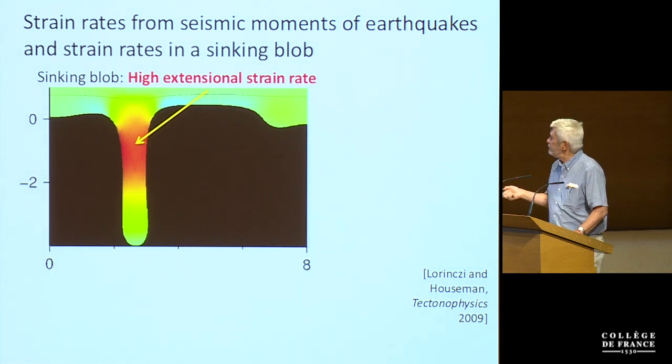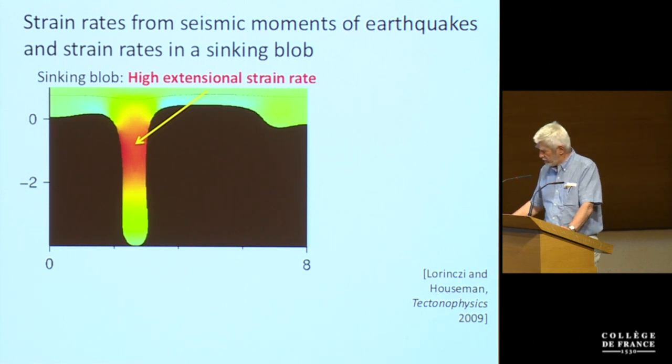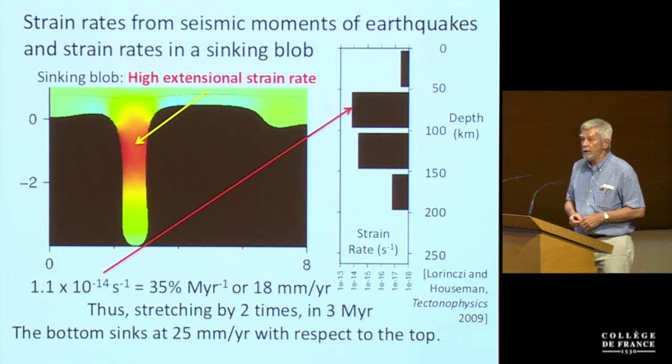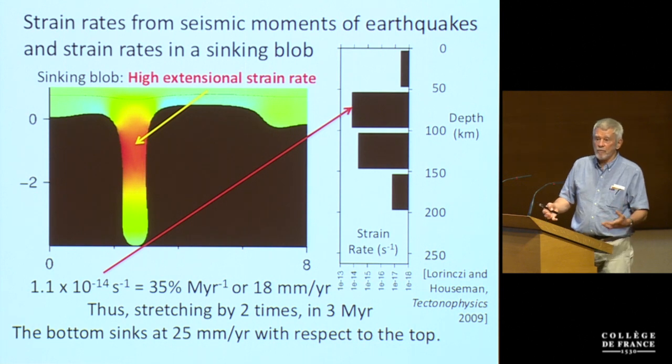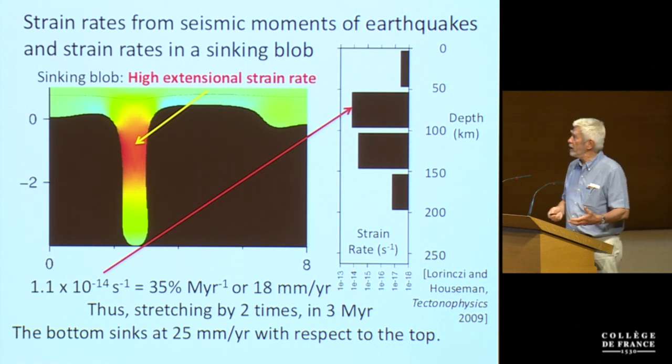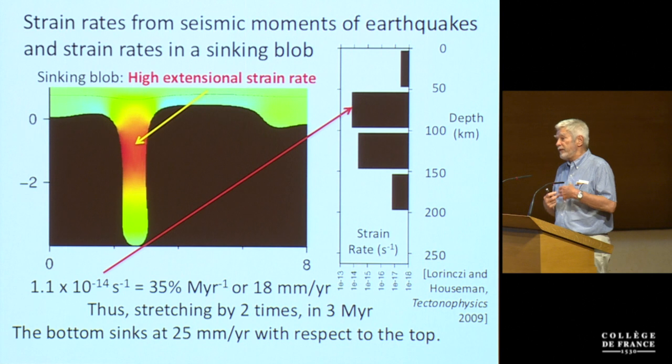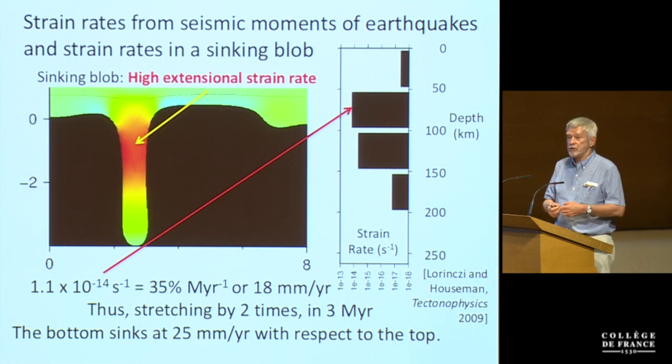And what they did, Lorenzi and Hausmann, is to take the seismic moments of the earthquakes. The seismic moments, you ordinarily think of magnitudes of earthquakes as the scaling of the size, but the physical quantity is seismic moment. The seismic moment is effectively the strain associated with the earthquake per unit volume surrounding the earthquake. So you can sum the seismic moments and you can get a strain field. You can divide by time, you get a strain rate field.